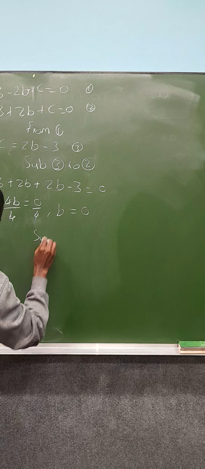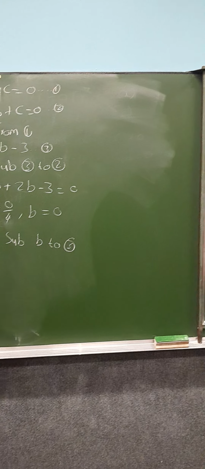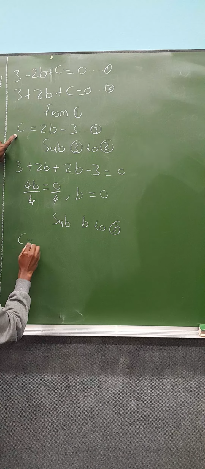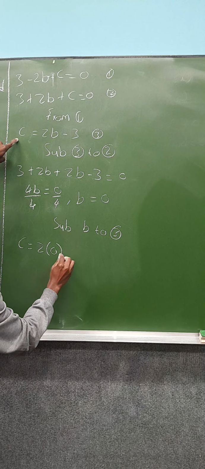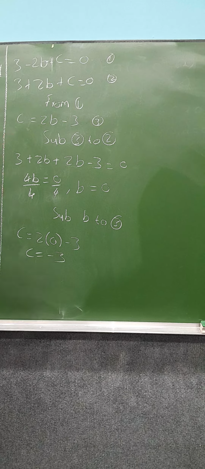Now I'm going to substitute my b back into equation number 3. Then I'm going to have c equals 2 multiplied by 0 minus 3. So that means the value of c is now going to be minus 3.